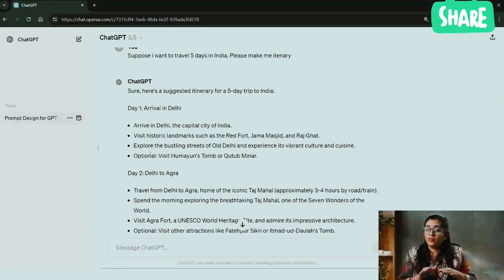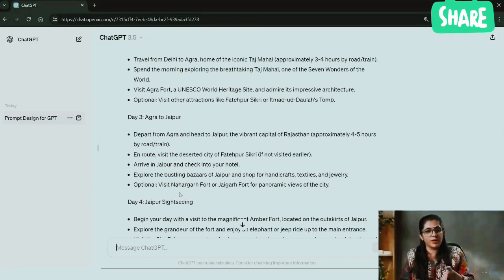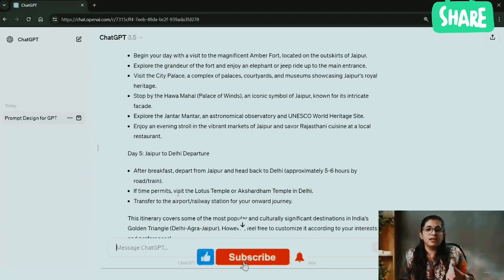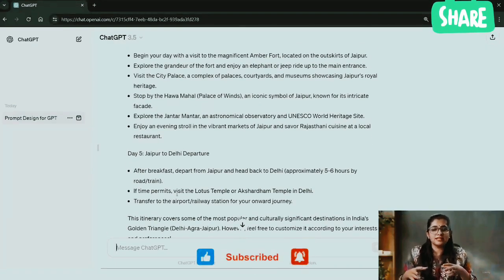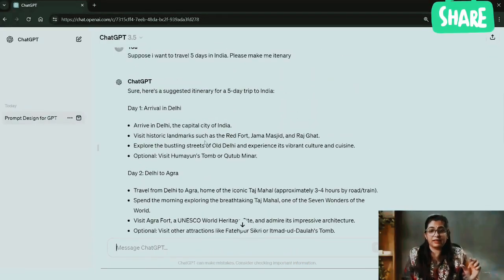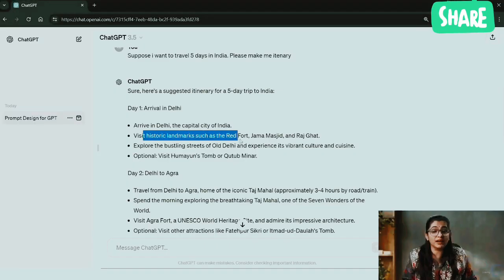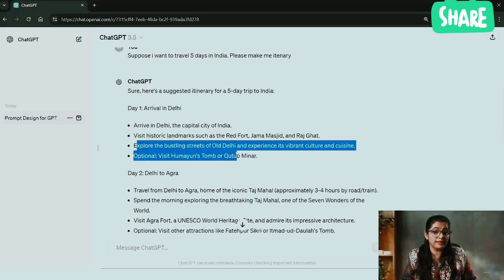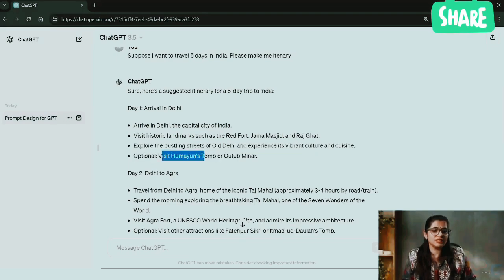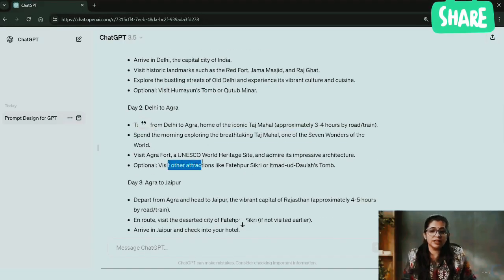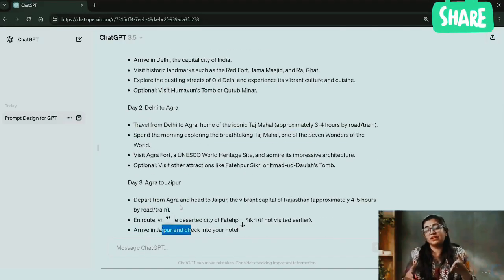Arrival in Delhi. I have not said where I am arriving from. It assumed arrival in Delhi. Day 2, Delhi to Agra. Day 3, Agra to Jaipur. Day 4, Jaipur sightseeing. Day 5, Jaipur to Delhi. And it tells me what to do on each day. You arrive in Delhi, for example. It is the capital of India. Visit historic landmarks like Red Fort. Explore the bustling streets of Old Delhi. Experience, optional, visit Humayun's Tomb or Qutub Minar. Okay. Again, on day 3, it is giving different options.